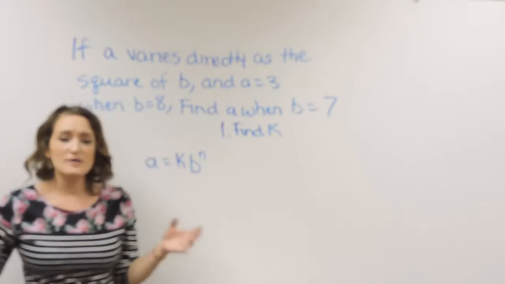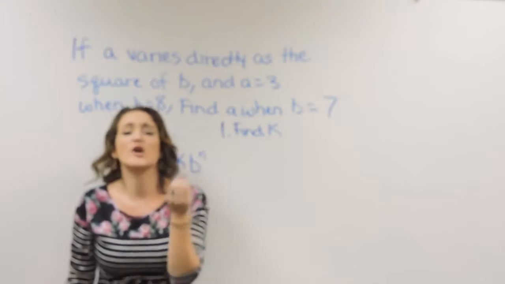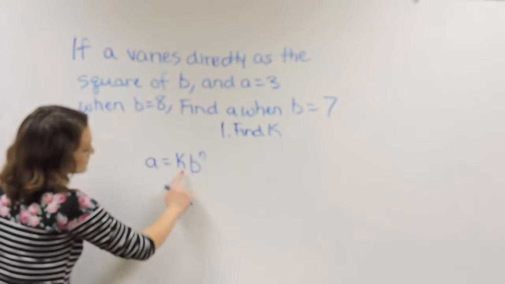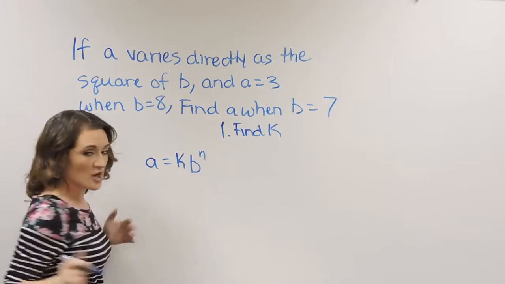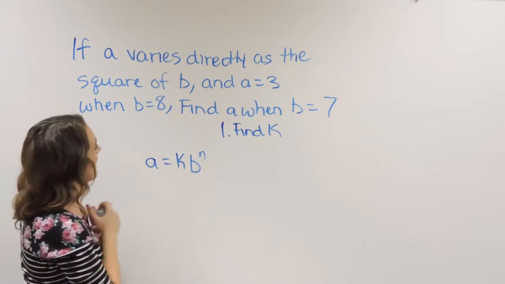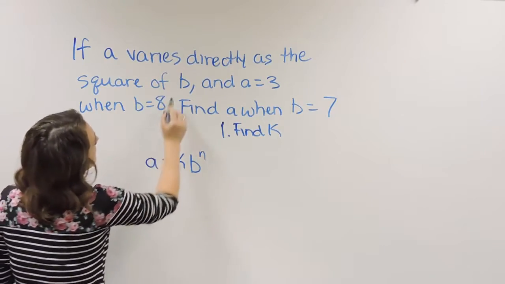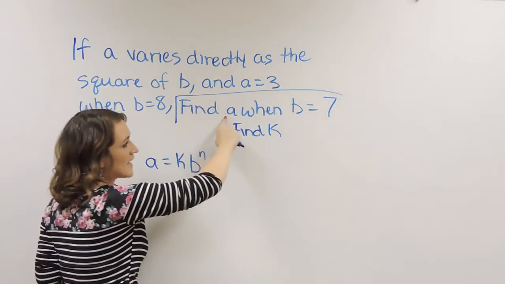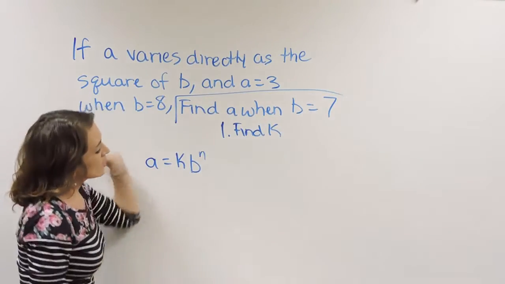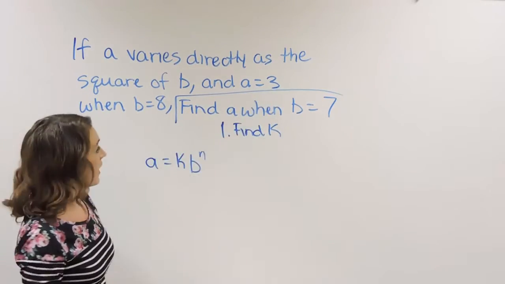We need to calculate what our k, our constant of variation, is. If I need to figure out what k is, I need to plug in these other components. So before we go to this last part of the problem, find a when b is 7, that's going to be our second part of this problem here.